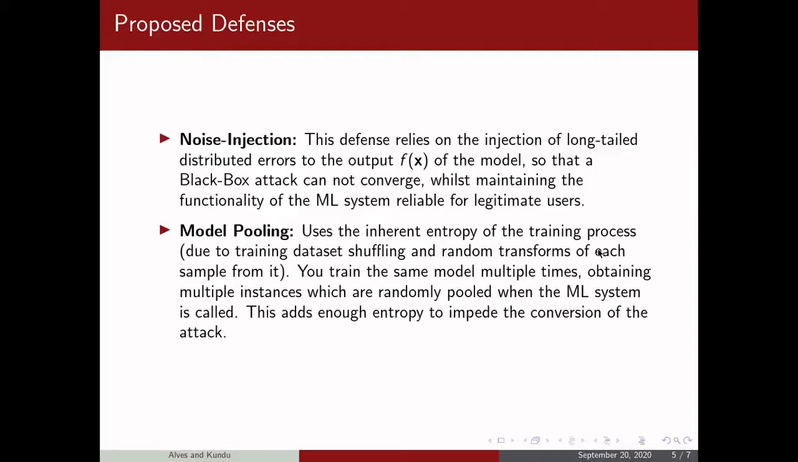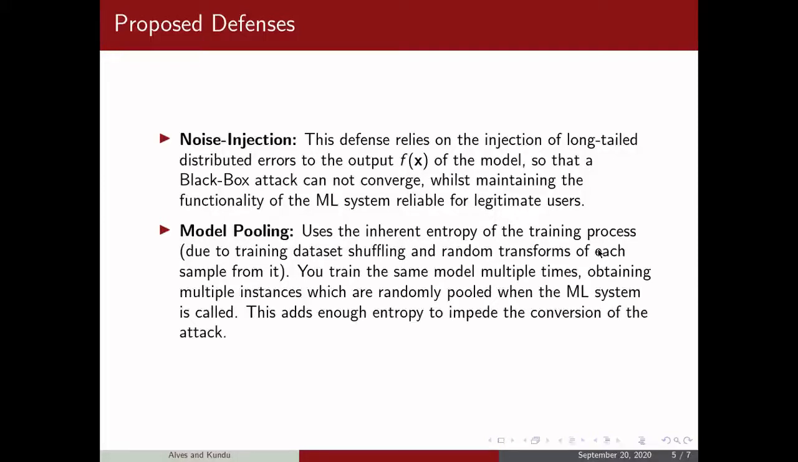We propose 2 defenses in this work. The first one is noise injection, and this defense relies on the injection of long-tail distributed errors into the output of the model, which is the confidence level of the model. You add some entropy, with a long-tail distribution, to the confidence level, so that a black box attack cannot converge, whilst maintaining the functionality of the machine learning system for legitimate users. Since the error is most likely very small, it will maintain the accuracy and the whole functionality for legitimate users.